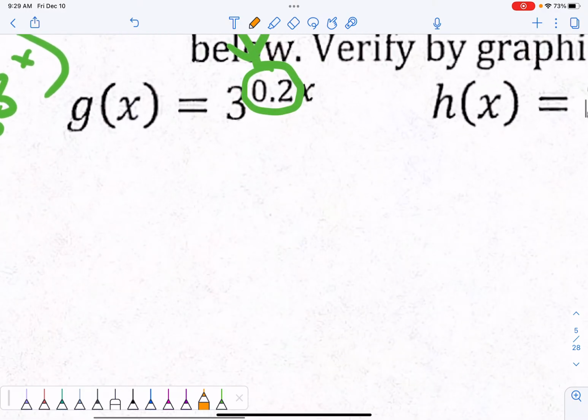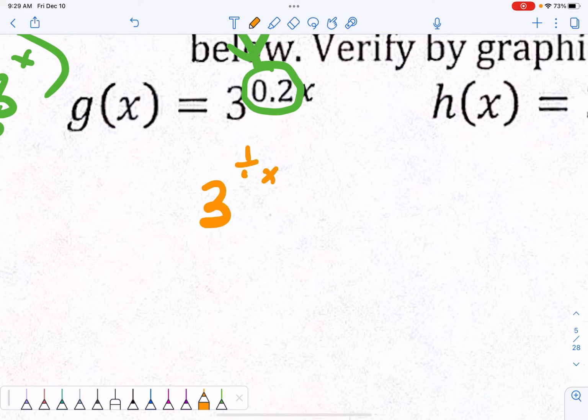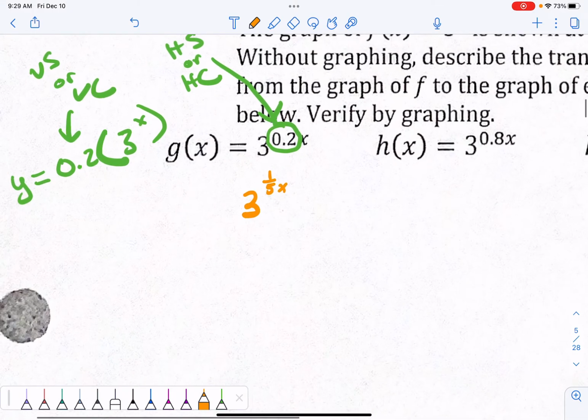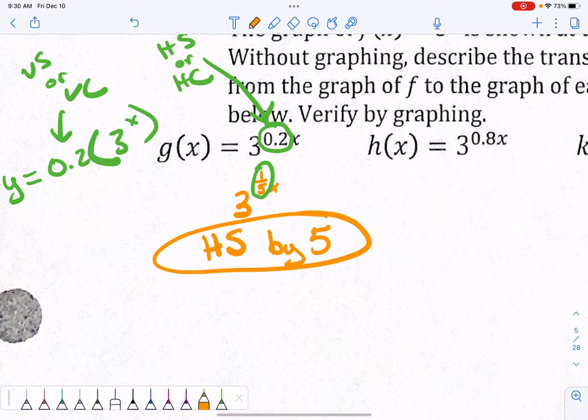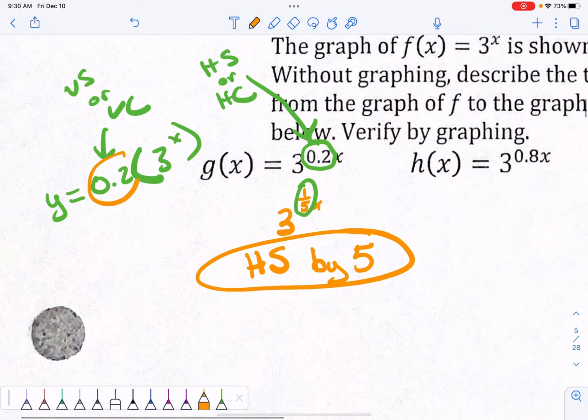Okay, so this first one, 0.2 to the x power. We have 3, and we have 0.2 to the x power is the exponent. I don't like to write them in terms of decimals. I always like to put them as fractions. So 0.2 is 1/5. Okay, now the rule for horizontal stretches and compressions is that this number right here, we always have to flip it. Okay, so it will be a horizontal stretch actually by a factor of 5 because I flip the 1/5 and it becomes a 5.